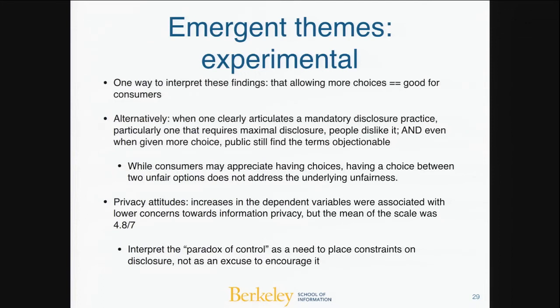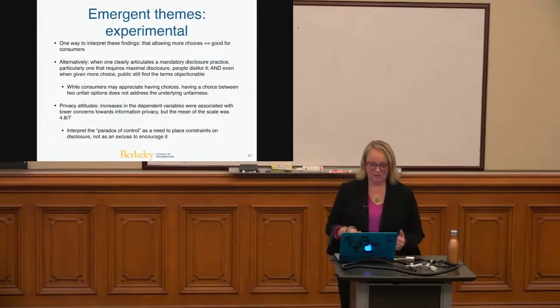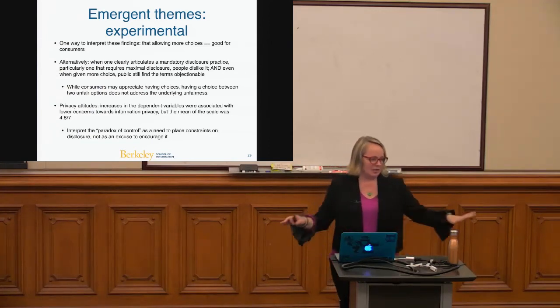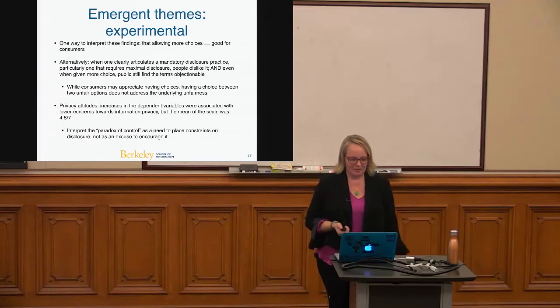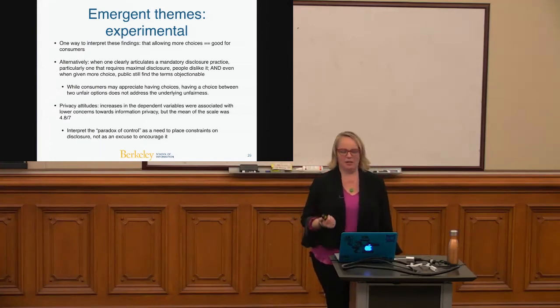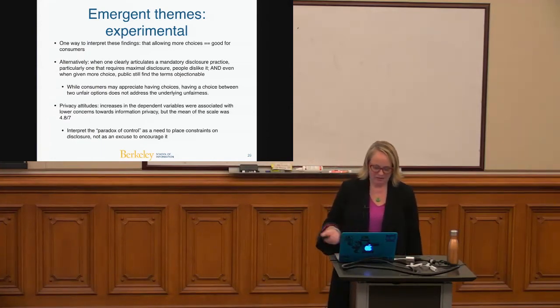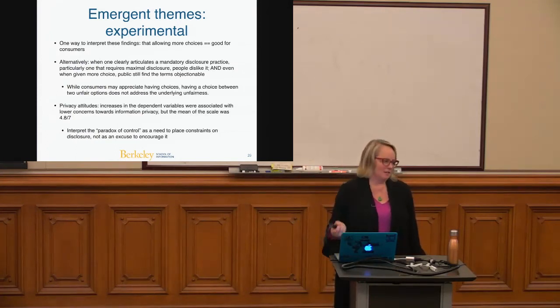But I would say an alternative interpretation would be that when you clearly articulate something like the mandatory disclosure condition that really requires maximal disclosure, people don't like it. And even when you're given more choice, people still find the underlying terms of the entire condition or the entire relationship objectionable. So I would put it like this. While consumers may appreciate having choices, having a choice between two unfair options does not address the underlying unfairness. So I think this dissertation, as well as other work, has made a case overall for the fact that people are not happy with where things are today. So just because you give them more choices doesn't address the fact that the power differentials are completely out of whack.